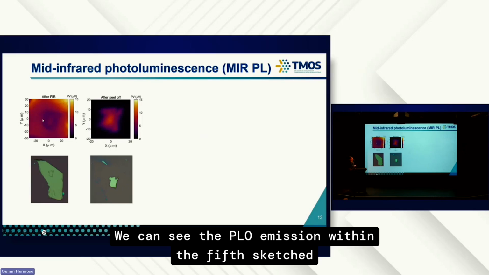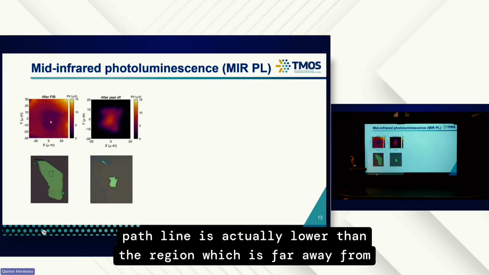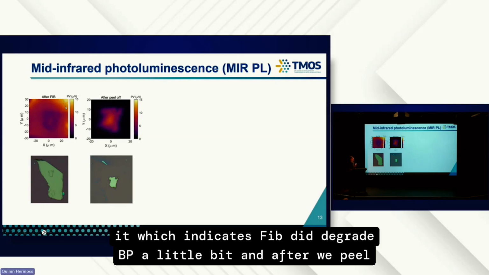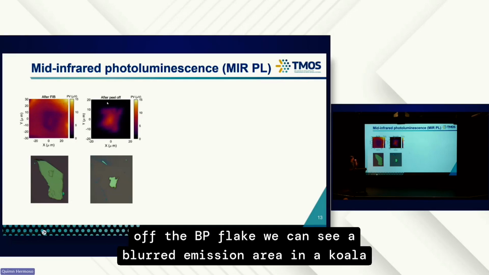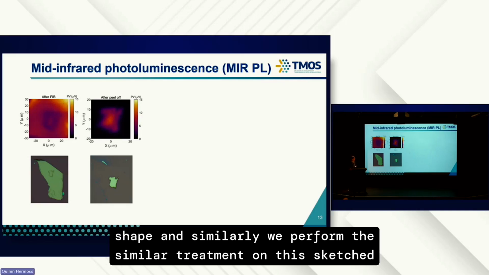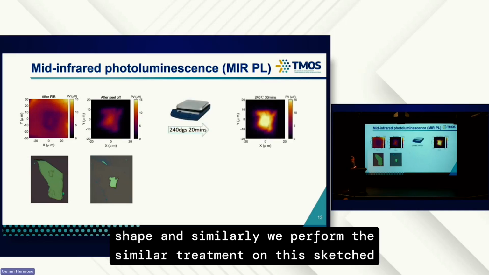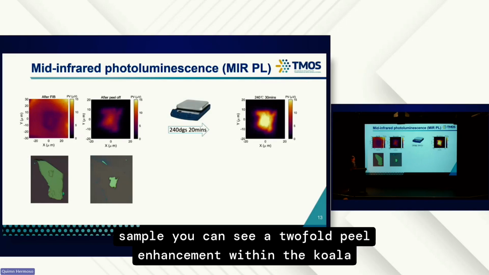We can see the PL emission within the FIB sketched cut line is actually lower than the region which is far away from it, which indicates FIB did degrade BP a little bit. And after we peel off the BP flake, we can see a blurred emission area in a koala shape. And similarly, we perform the thermal treatment on this sketched sample. We can see a twofold PL enhancement within the koala.